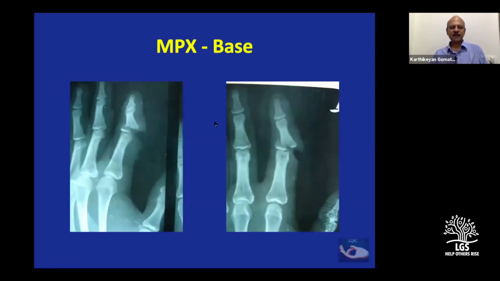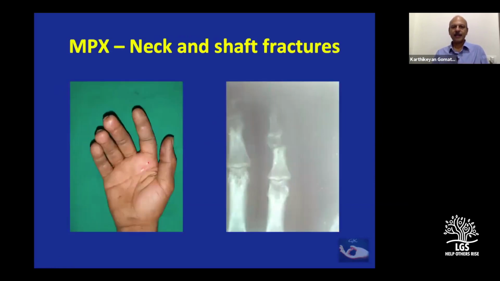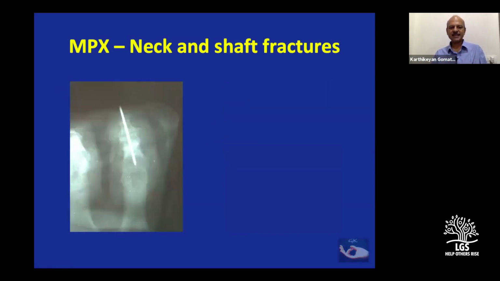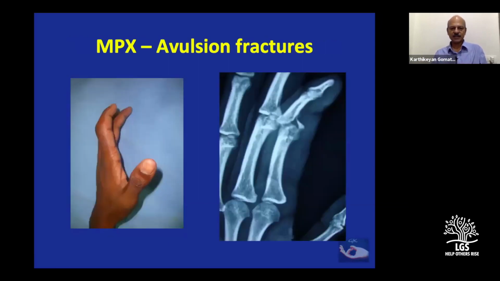So this is a fracture like this. You can make out a base fracture, and a transverse K-wire has been used. So remember the basics: conservative management, K-wires, screws, plate and screws. That's all. So now this is a neck and shaft fracture of the middle phalanx. Similarly, in the middle phalanx, a shaft fracture can be fixed with a straight K-wire passed through the distal interphalangeal joint, and this is the movement that results.